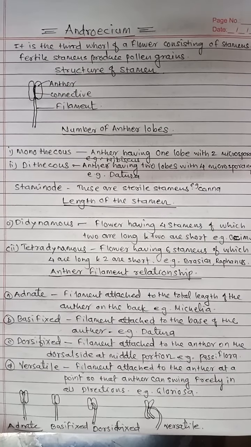Good morning, students. Today we study the third whorl of the flower, that is androecium, which is also called the essential whorl. It is the third whorl of a flower consisting of stamens or microsporophylls. Fertile stamens produce pollen grains.